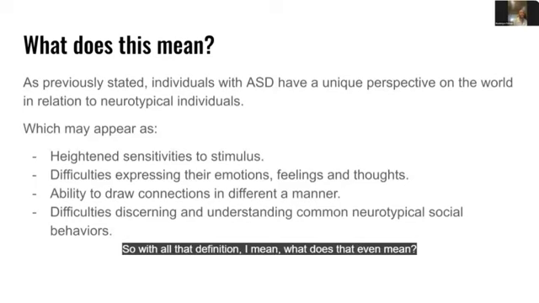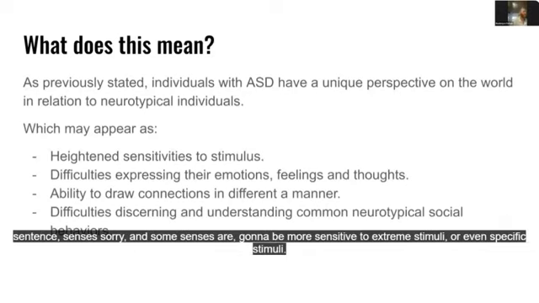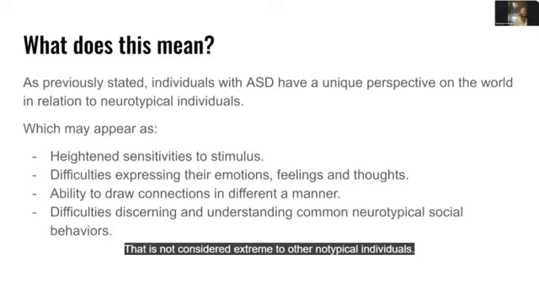So with all that definition, what does that even mean? As previously stated, individuals with ASD have a unique perspective on the world in relation to neurotypical individuals. This perspective may appear as heightened sensitivities to stimulus. So stimulus is based off of the five senses, and some senses are going to be more sensitive to extreme stimuli, or even specific stimuli that is not considered extreme to other neurotypical individuals.